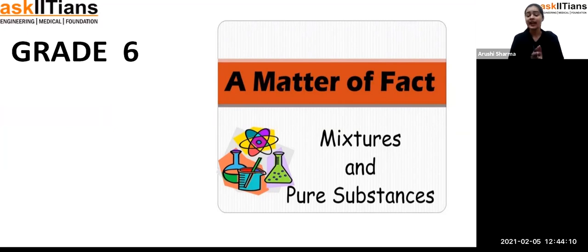Exactly. And if I ask you what a pure substance is, you'll say, ma'am, which does not contain any kind of impurity, so we call it a pure substance. Exactly, students, you are very correct. But today we are going to look at mixtures and pure substances from a different point of view, from the point of view of chemistry. So, students, we are going to see some interesting things in this chapter, that is, mixtures and pure substances.